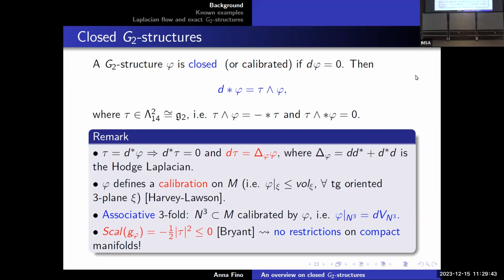So if you take the differential of such tau, it's just the Laplacian. So from here, you can see that the Laplacian is exact. It's just the differential of tau. Another thing that is important is to define a calibration on M. So for any tangent oriented plane, the restriction is at most one due to Harvey-Lawson. And since you have a calibration, you can define a positive form, which is just calibrating.